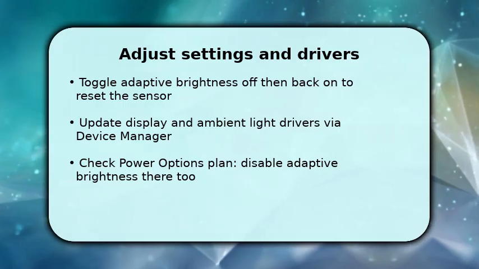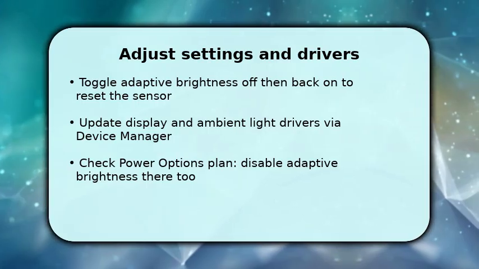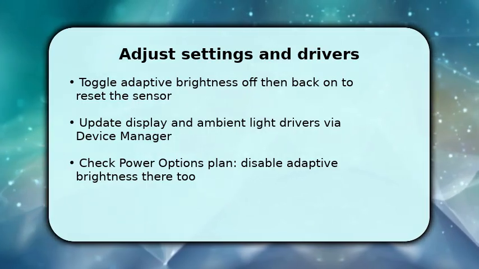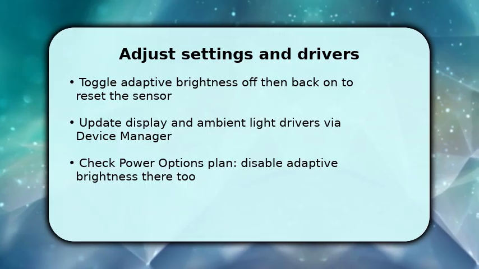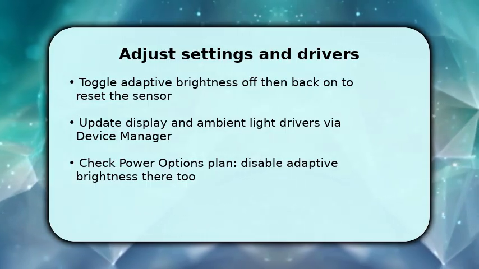Once done, open Control Panel Power Options, edit your active plan's advanced settings, and verify adaptive brightness is set correctly for both battery and plugged-in states. These steps fix mismatches between Windows settings and hardware.